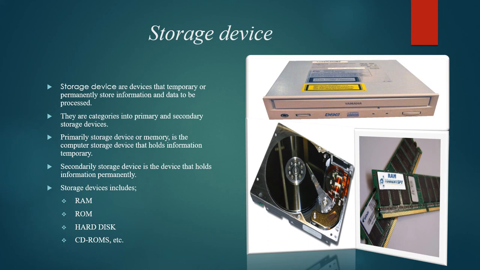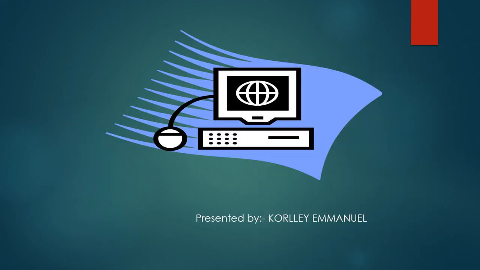So we have the secondary storage device. It is the device that holds information permanently. For example, when you store something on a hard disk, we can access it anytime that we want. So it makes the information permanent. Storage devices include the RAM, the random access memory, the ROM, that is read-only memory, the hard disk, the CD-ROMs, and all that you can talk about.